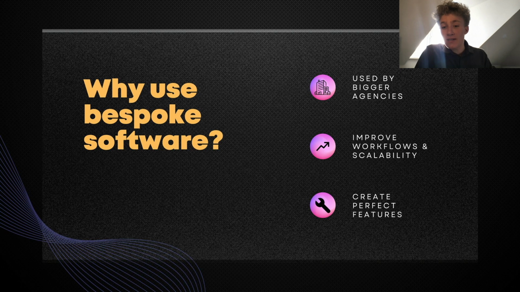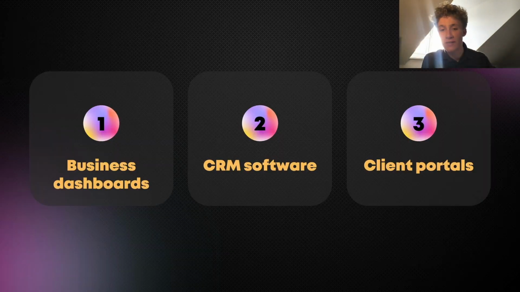The next point is, it can improve workflows and scalability. I have a lot of clients come to me and say that they've got a software that's 90% perfect. And what if we can build a software that is 100% perfect? And that kind of ties in to the point below, create perfect features. So what we're doing here is we're building a software specifically tailored to your needs, with specific features that are built around your agency. And I'll go into more what this looks like on this slide.